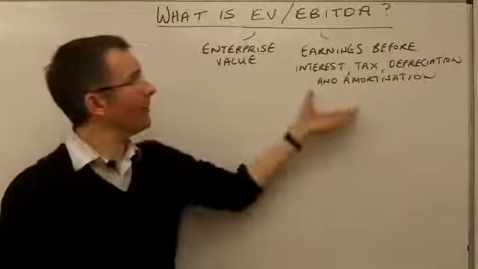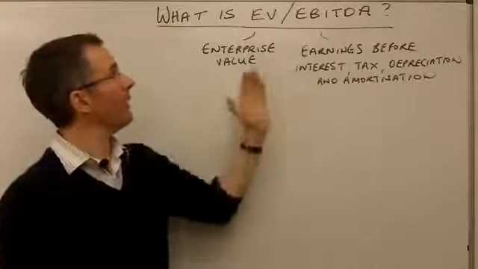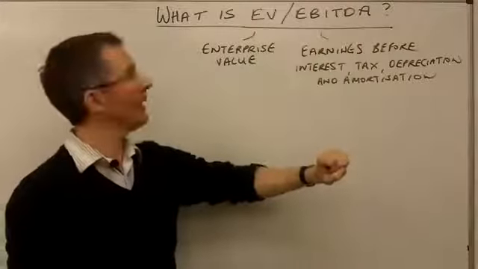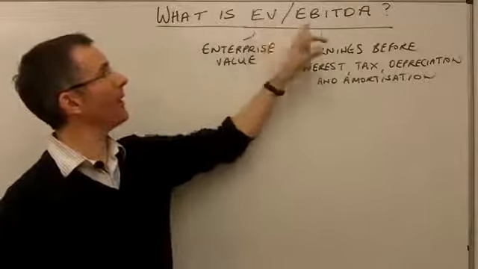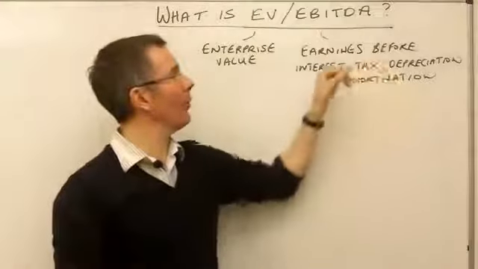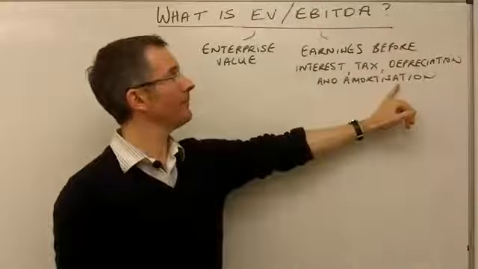Now, we'll take a look at this in a bit more detail in a moment, but that's just what these are for. So it's enterprise value to a profit figure of some sort, and that's going to be expressed as a multiple of that to give a ratio, a number, and this is earnings before interest, tax, depreciation and amortization.